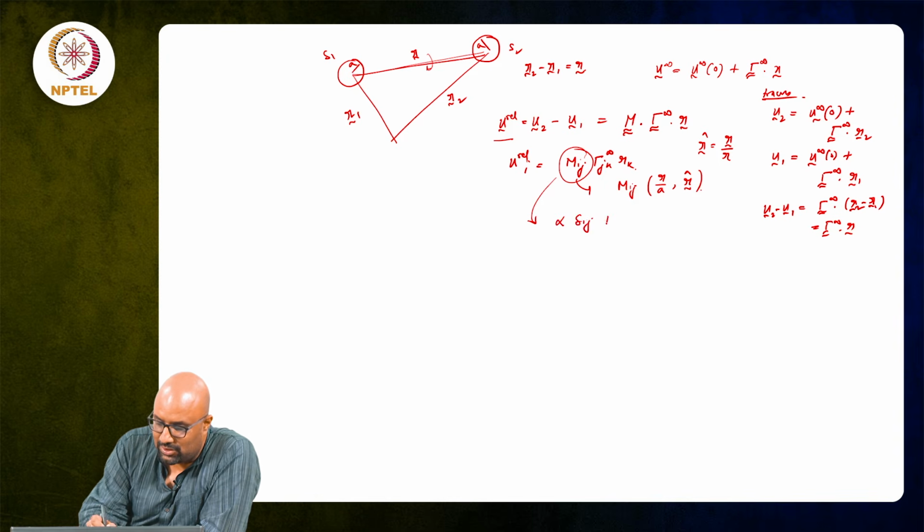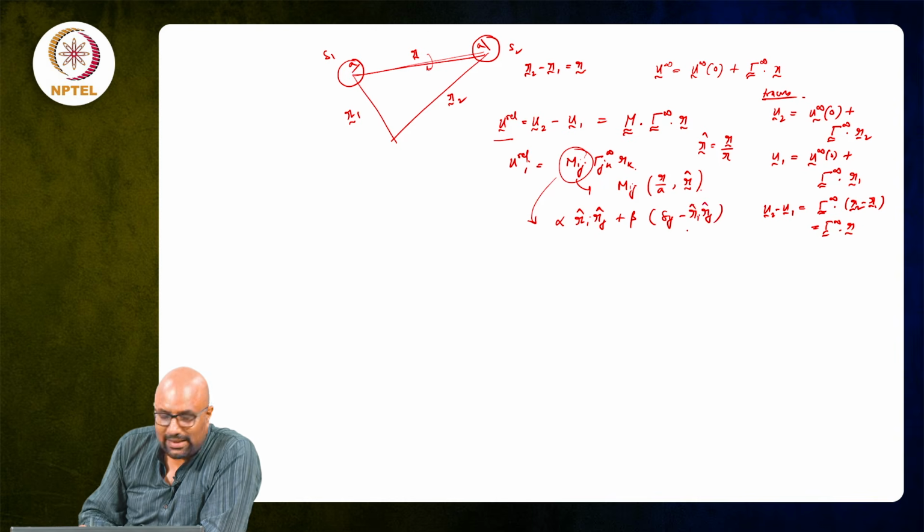Alpha r hat i r hat j plus beta delta ij minus r hat i r hat j. That is the general form of an axisymmetric second order tensor. So, that Mij that you have there for the relative velocity will take this particular form. Now, can you find alpha and beta?